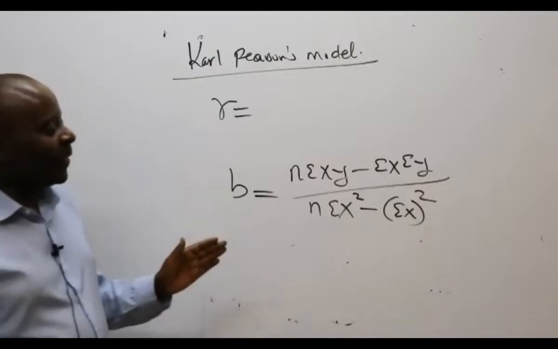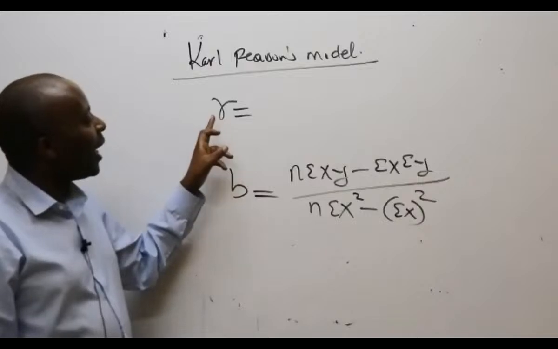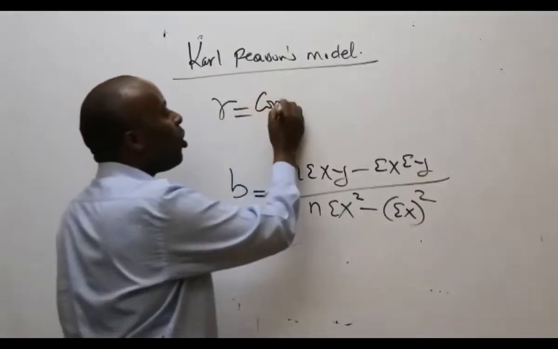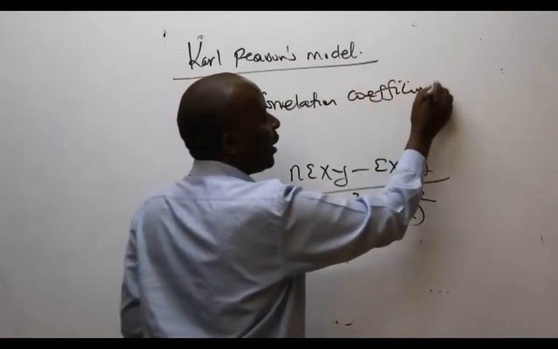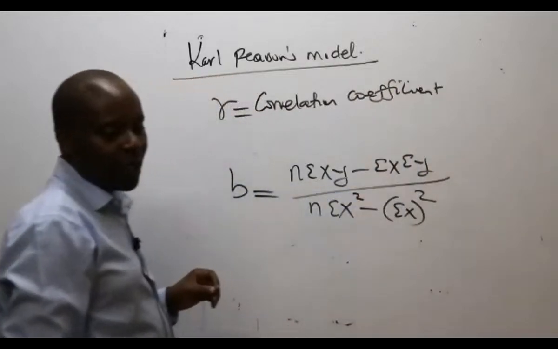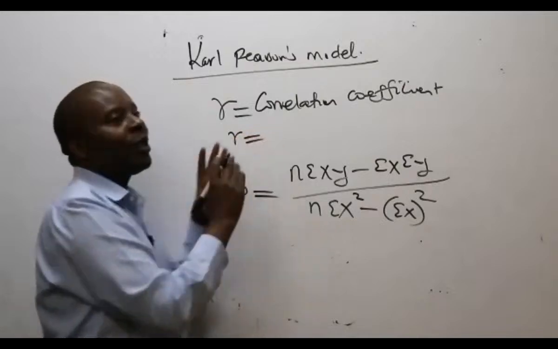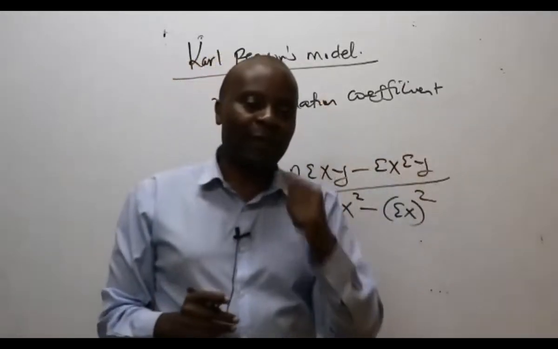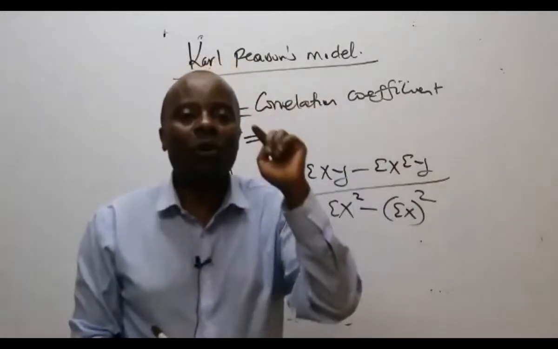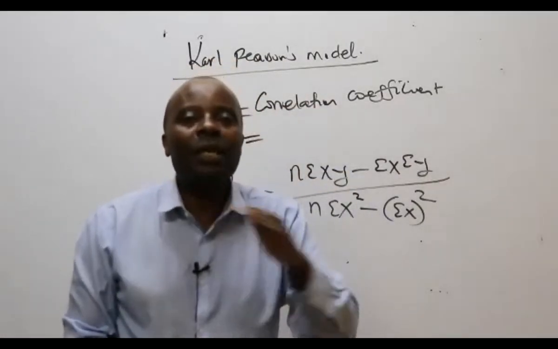Now, ladies and gentlemen, listen to me very well. Now come and get R. R stands for what we call the correlation coefficient. So when you tell me to give you the correlation coefficient, I may forget so many things, but there is one thing I will never forget: that the numerator of R and the numerator of B are the same.